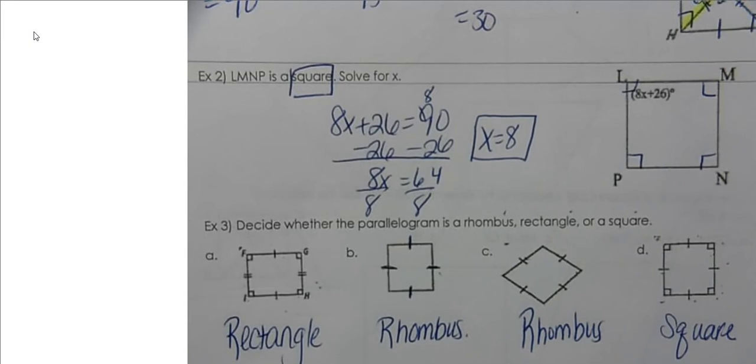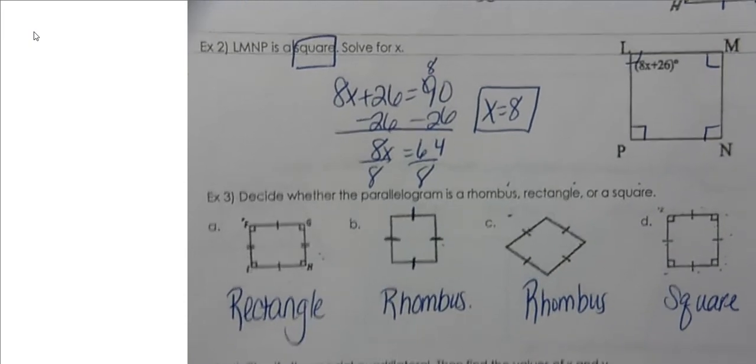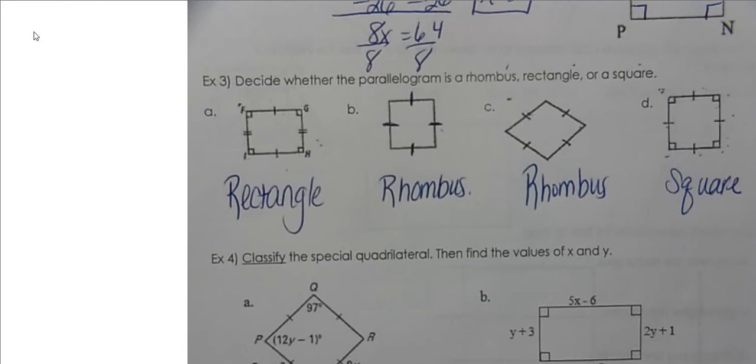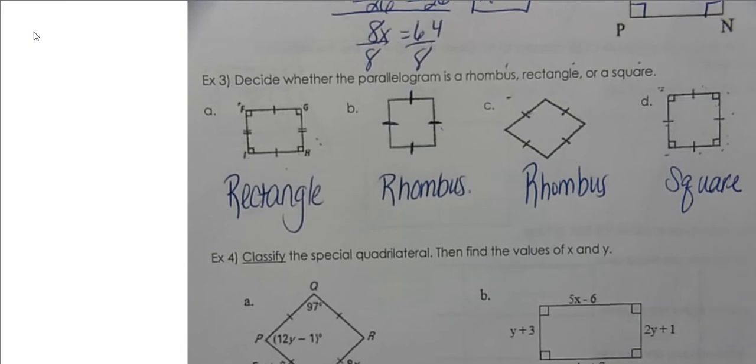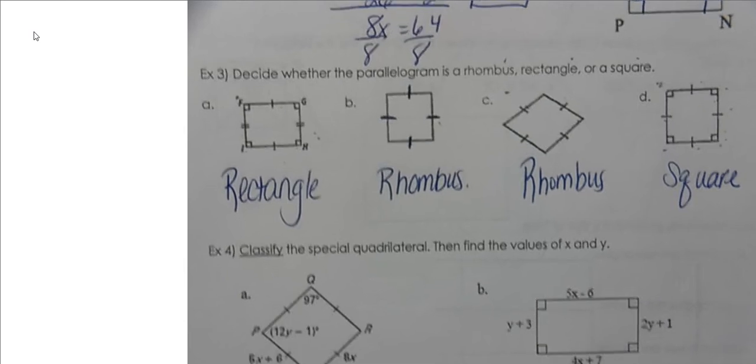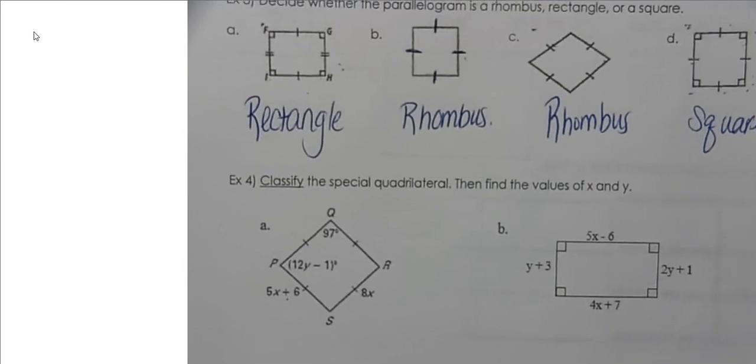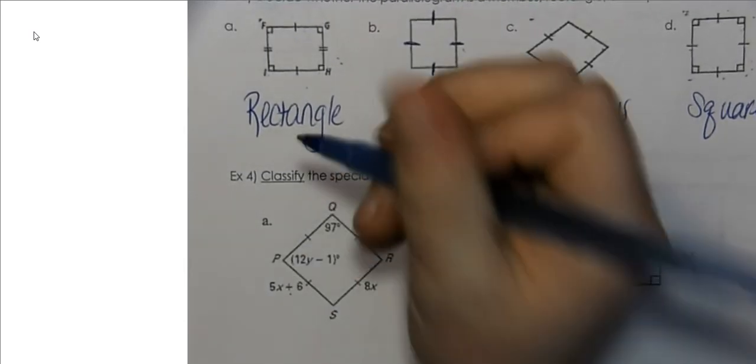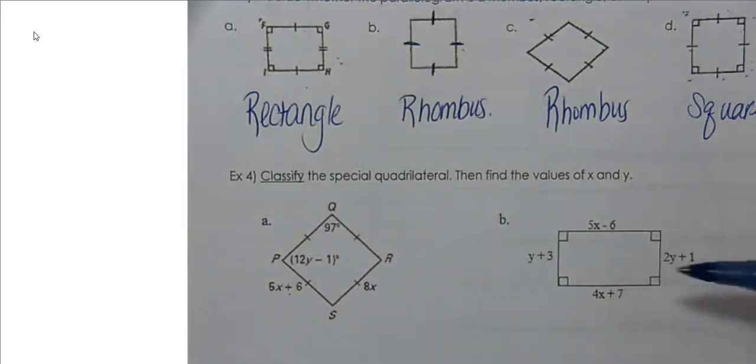So it's all about what information you see, not what you can assume. So always assume that if it's not given, you cannot conclude anything yet. Let's go ahead and look at example number 4. We are asked to classify, so that means give it the most specific name. Classify the quadrilateral, then find the values of x and y.